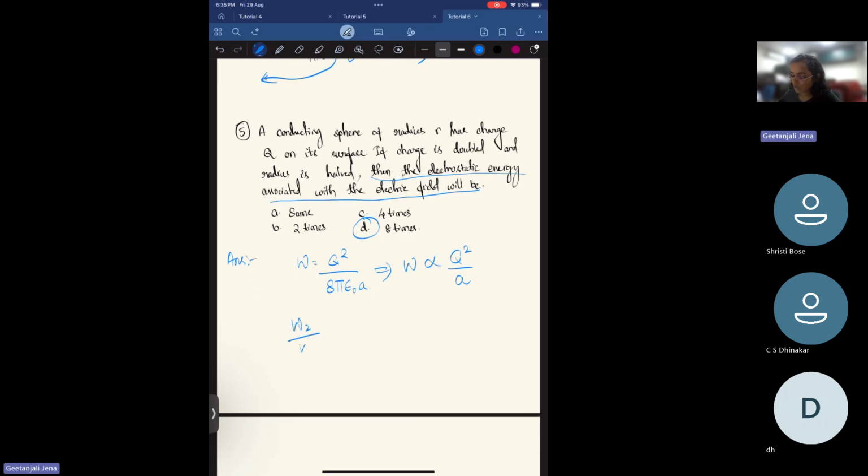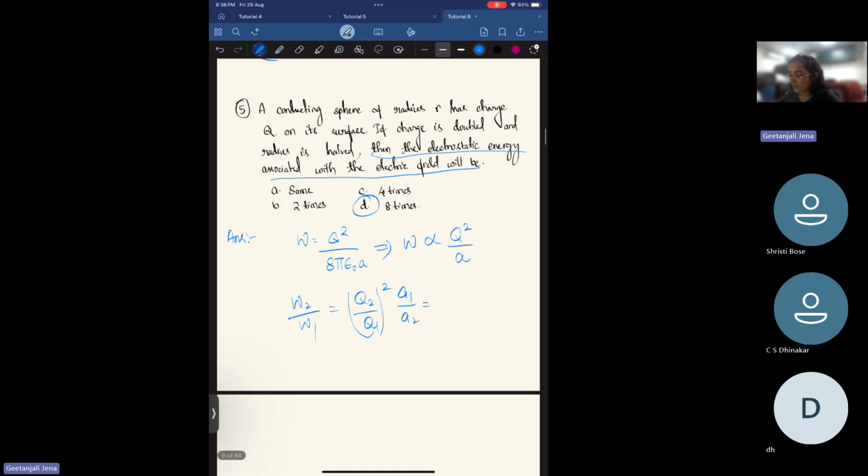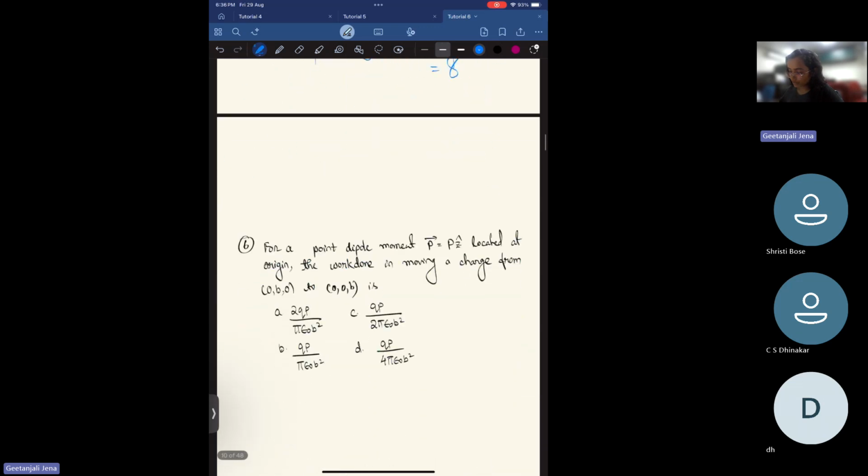Now you just need to take the ratio, q2 square by q1 square and a1 by a2. Given the radius is half of its initial value, this will give 2, and the charge is also doubled, so this will be 2 square. So the electrostatic energy will increase by 8 times its initial value. Okay, good. Now we'll see the next problem.